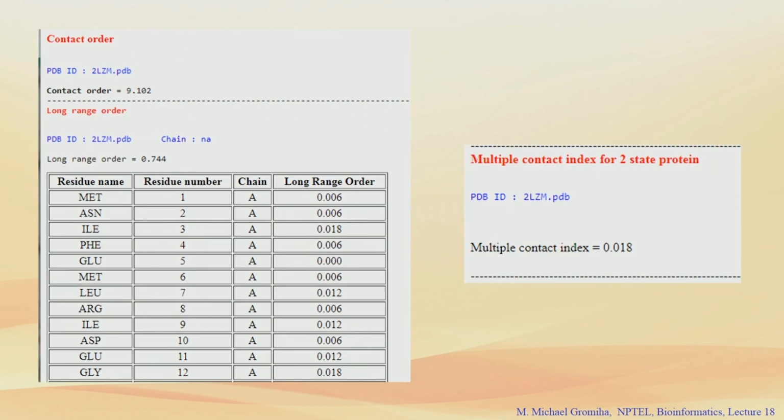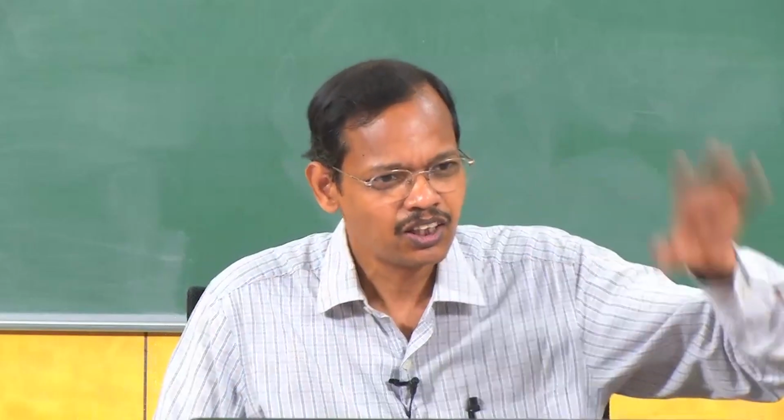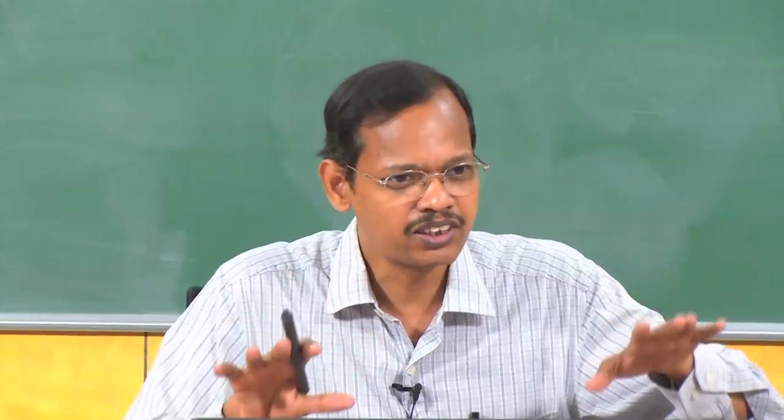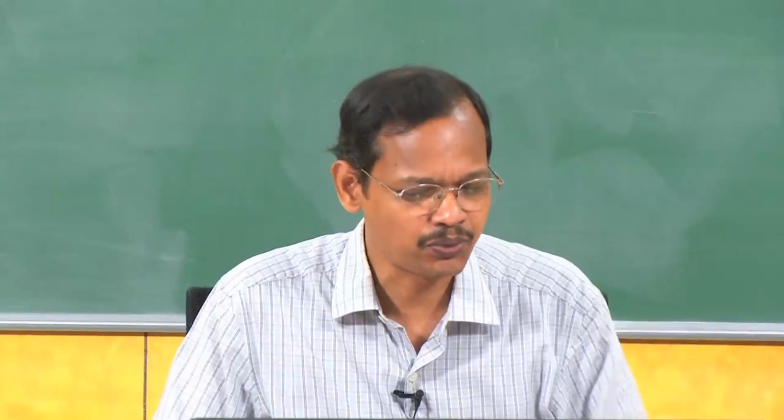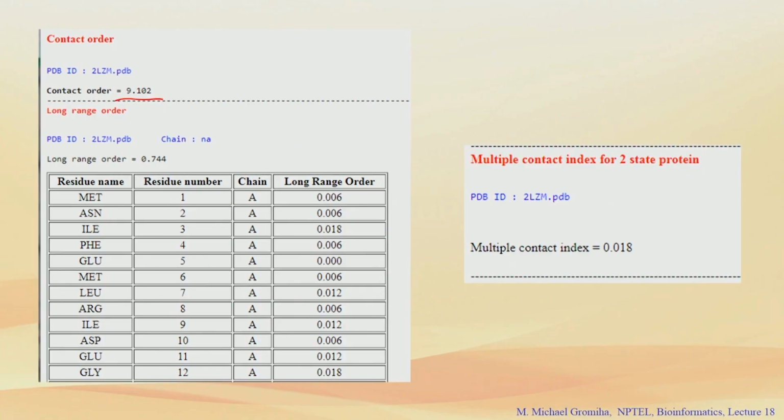So, now we go with the contact order. For this case we have the number 9.102. If you do the calculations for some all alpha proteins and some all beta proteins, you can see the difference, how the contact order varies based on different structure classes of proteins. Then long range order we can get for all the residues. Here the total value is equal to 0.744, and for each residue you can calculate.